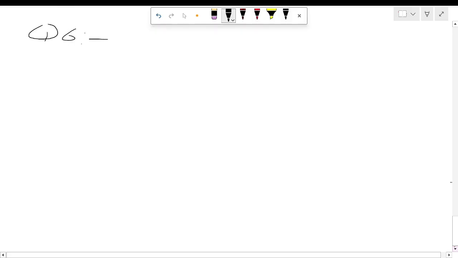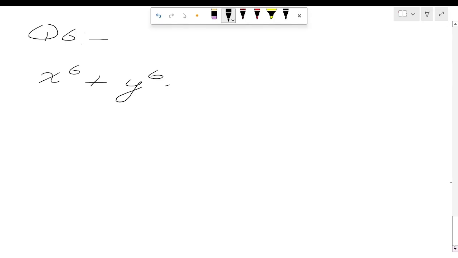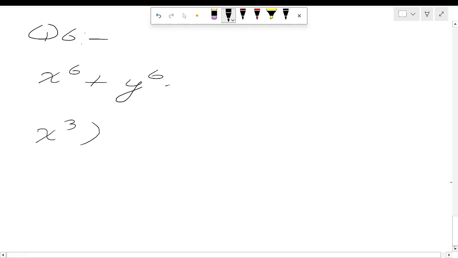In question number 6, we have the expression of x power 6 being added with y power 6. Now we need to simplify this. This is basically the same as the previous expression. We're gonna write x power 3 whole power 2 because we're simplifying it. So 3 2s are 6. So this is basically equal to x power 6 just in its simplified form. Then I'll write y power 3 whole power 2 for the second term.